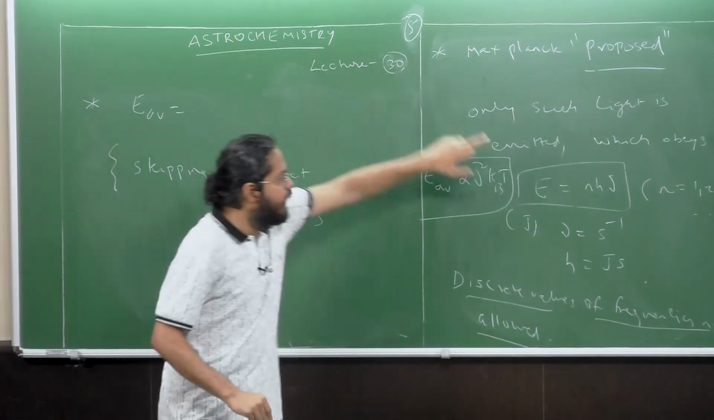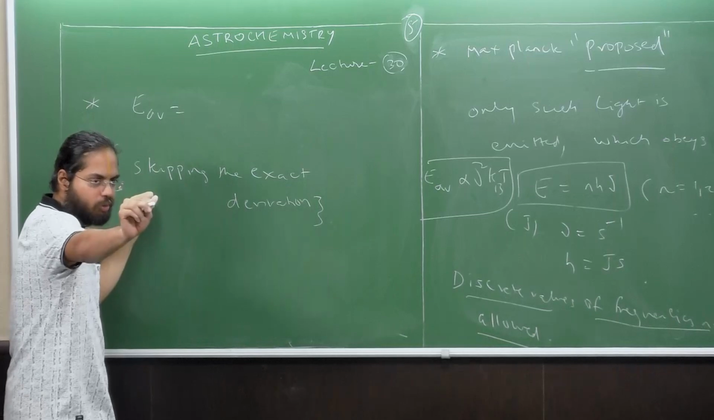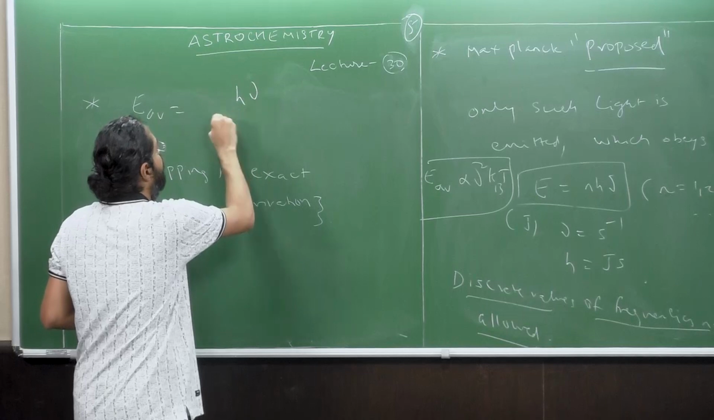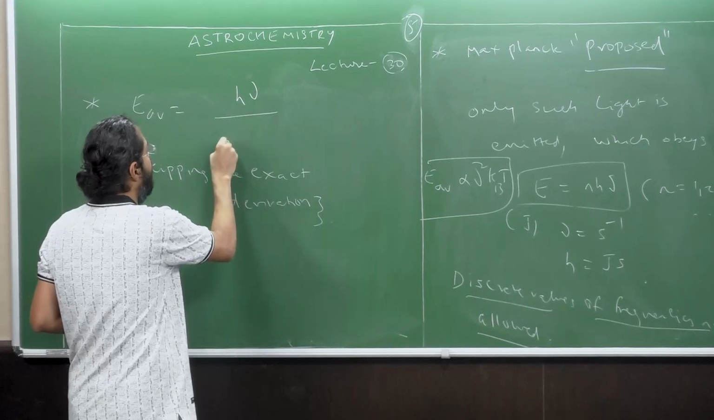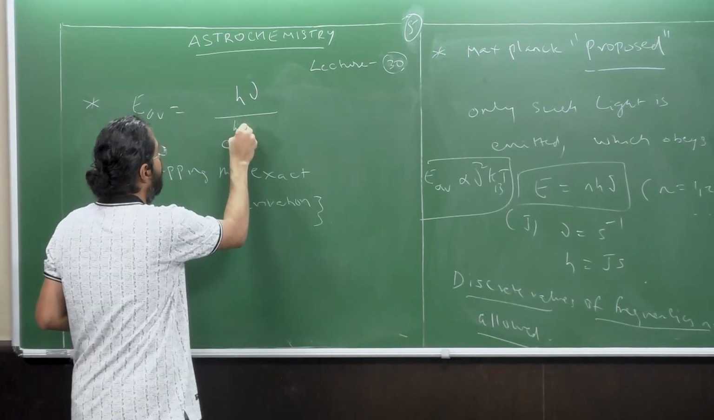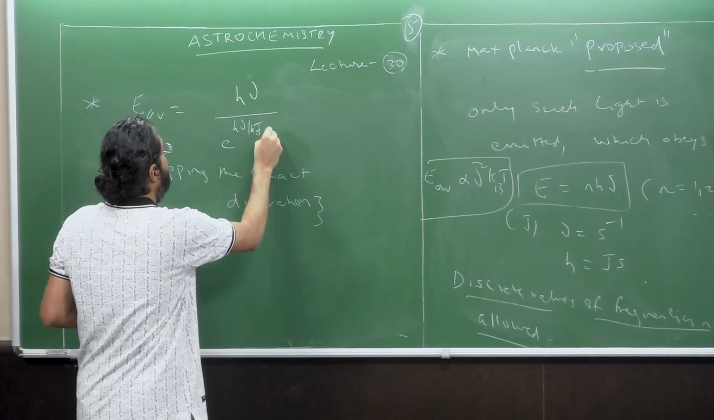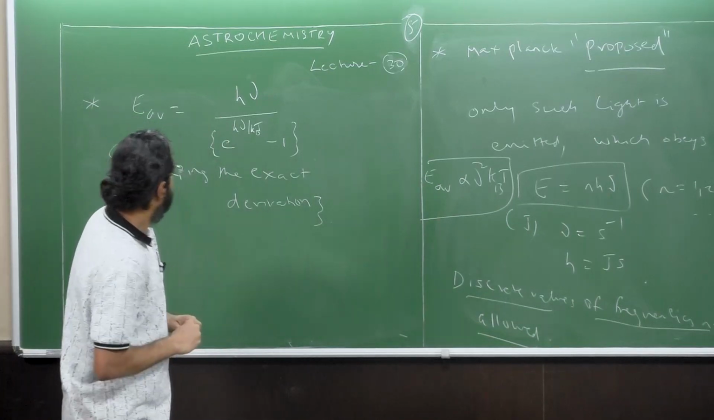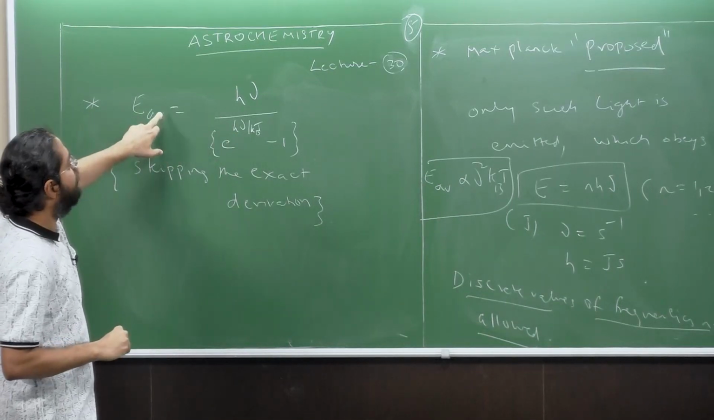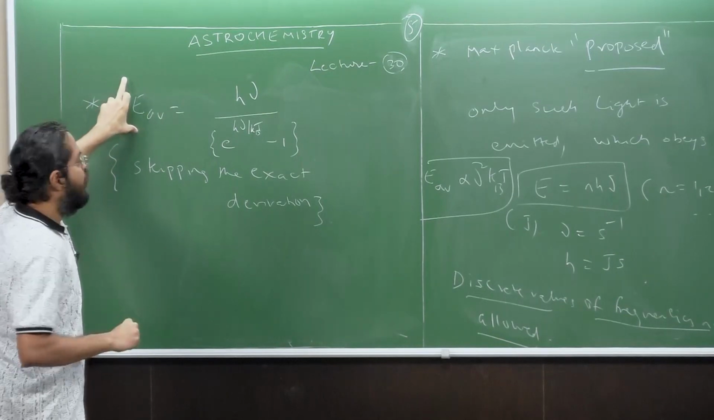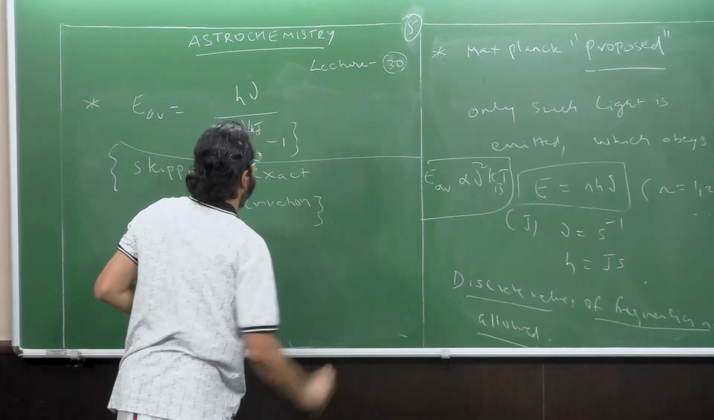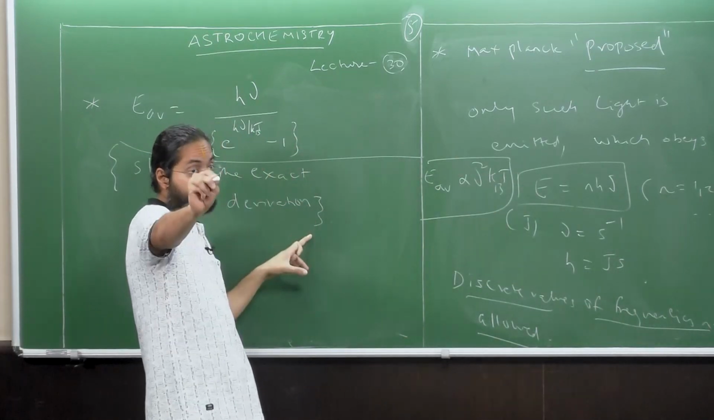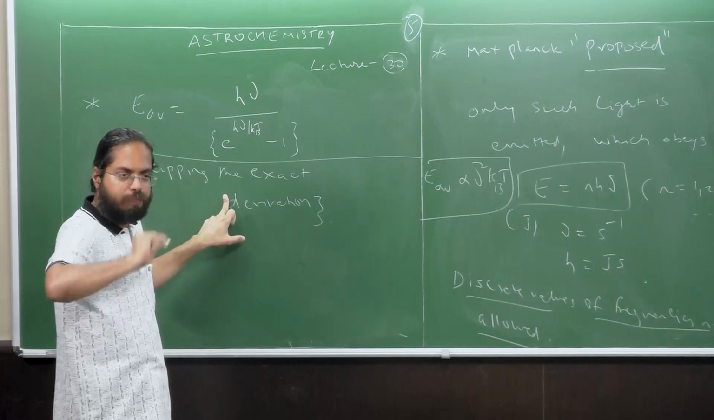So using this idea, and after skipping a lot of steps, we get the E average of the oscillation to be something like h nu divided by e to the power h nu by kBT minus 1. So this was the expression that he derived as the average energy of each atomic oscillation. What is in between this and this? There are lots of steps. We have skipped it intentionally for the purpose of time.